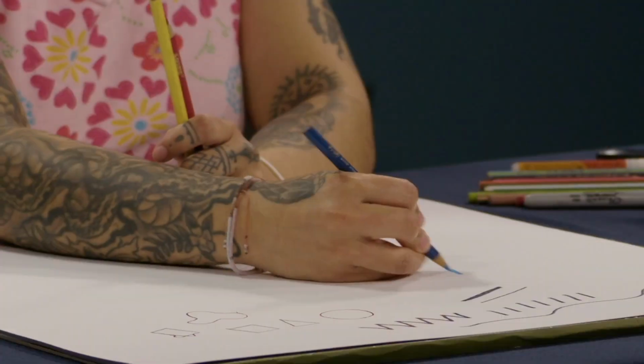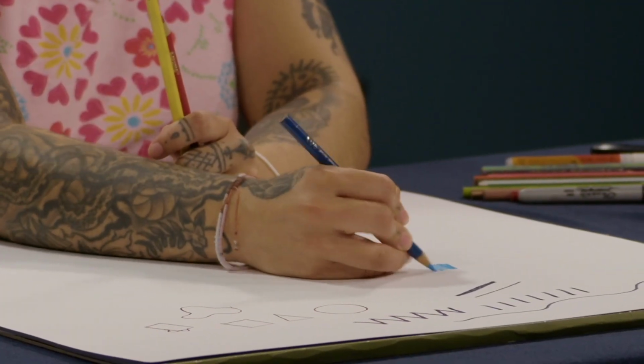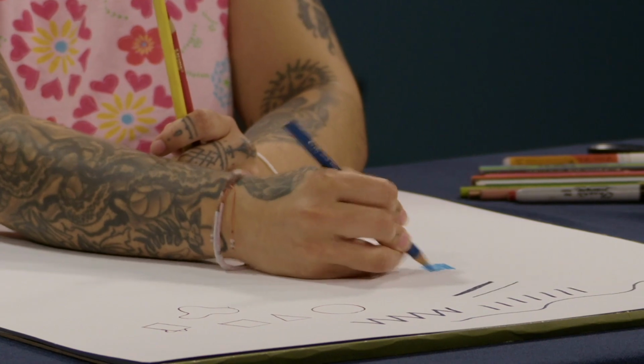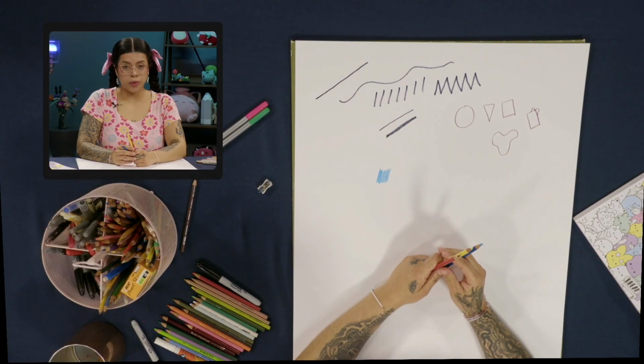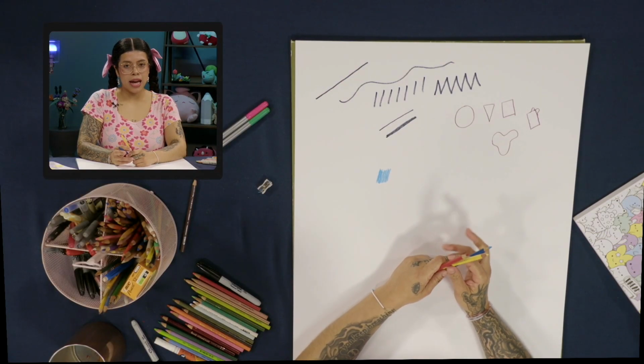Now let's talk about color. I like to choose different kinds of colors, but each color can represent a different emotion and it's completely subjective. Like when I use blue. What does that make you feel? I look at blue and I think of serenity. Some people might think of sadness.